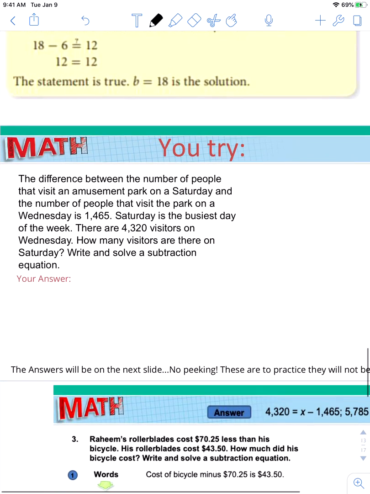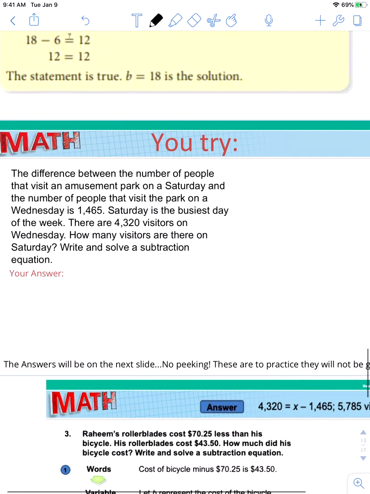So in our next equation, we have the difference between the number of people that visit an amusement park on Saturday and the number of people that visit the park on Wednesday is 1,465. Saturday is the busiest day of the week. There are 4,320 visitors on Wednesday. How many visitors are there on Saturday? So what you're going to do is you're going to create an equation in which you'll find out how many people are there on Saturday.